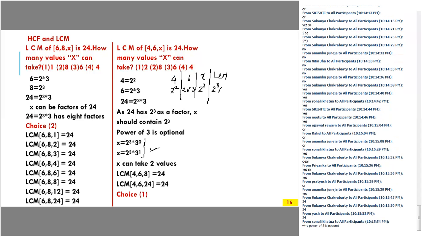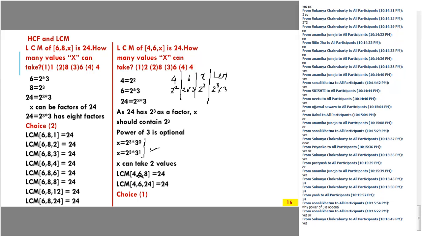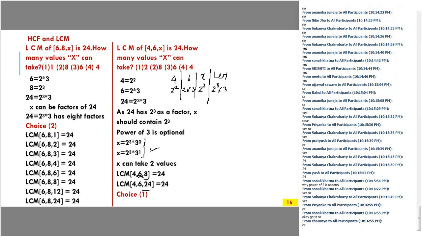Is it 2 cubed into 3 or not? Whether X contains 3 or not, the LCM will still be 2 cubed into 3. Because 2 cubed is not present in 4 and 6, but 3 is present in 6, so 3 will come in the LCM. So the power of 3 is optional. 3 may come or may not come. That's why 8 does not have 3, while 24 has 3. How many are clear that the power of 3 is optional?